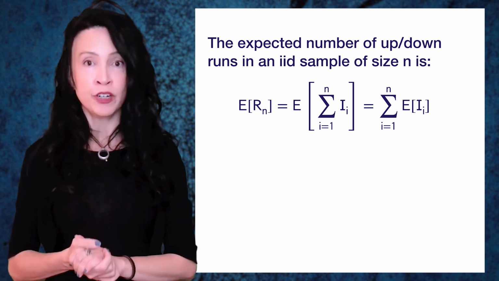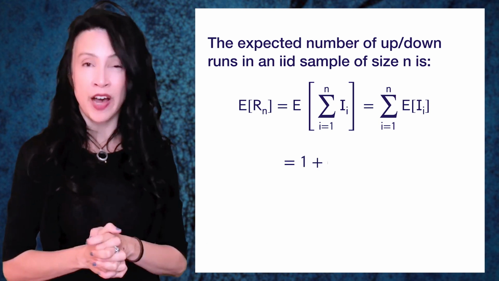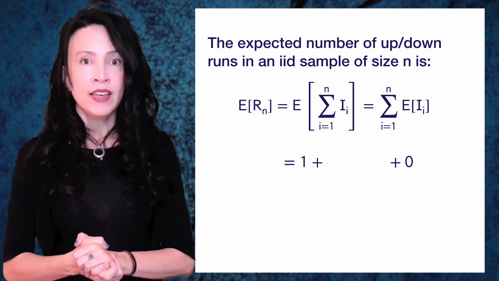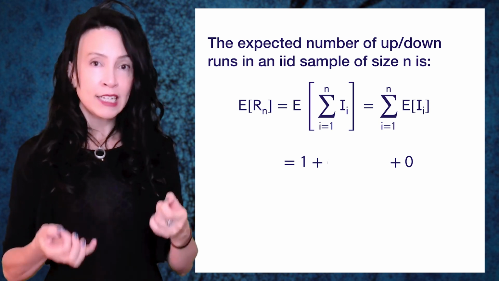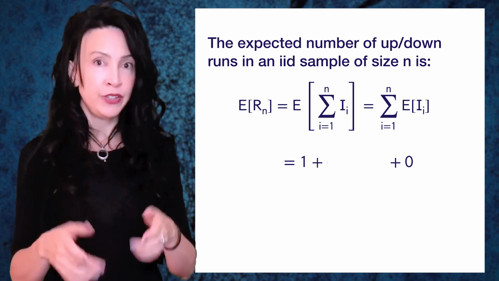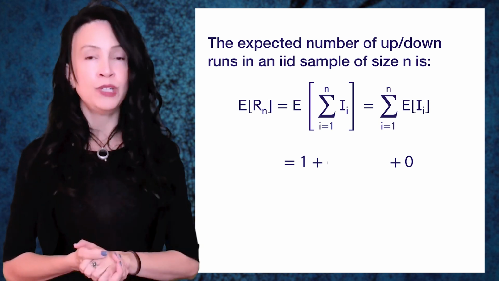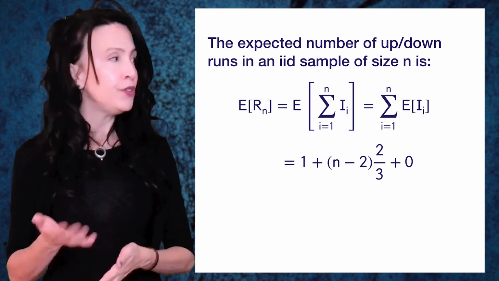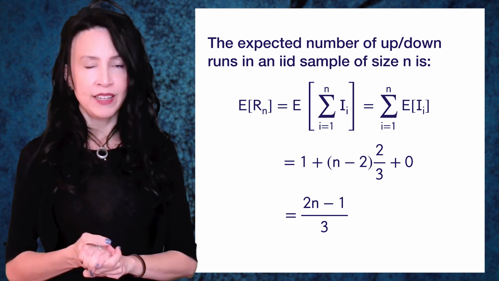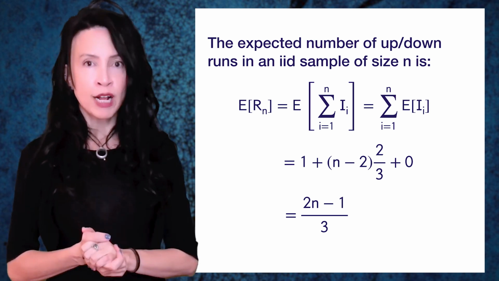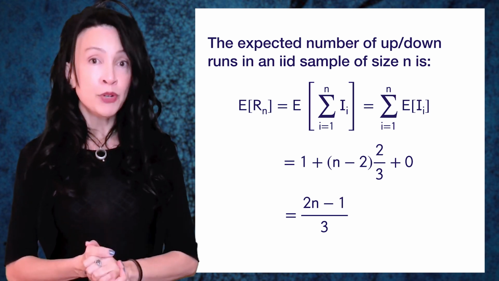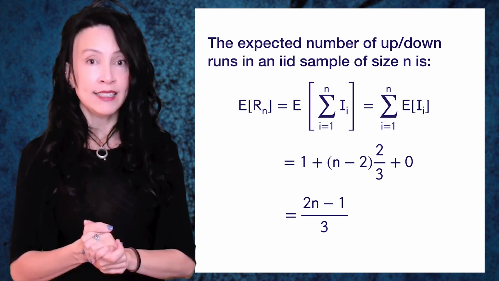So I'm going to pull out the first term and just write that down. The expected value of I1 was 1. The last term, the expected value of In was 0. And then for the terms in the middle, the expectation was 2/3, and that's going to repeat, 2/3 plus 2/3 plus 2/3. We're going to have that n minus 2 times. And when you do the algebra or arithmetic here, you get (2n minus 1) over 3. So that is the expected number of runs up or down in a sample of size 100,000 under the assumption that the sample is IID.